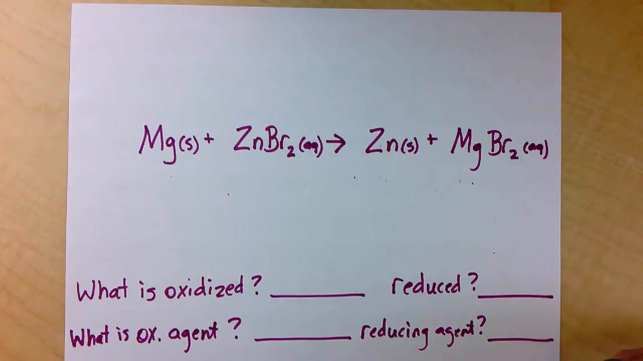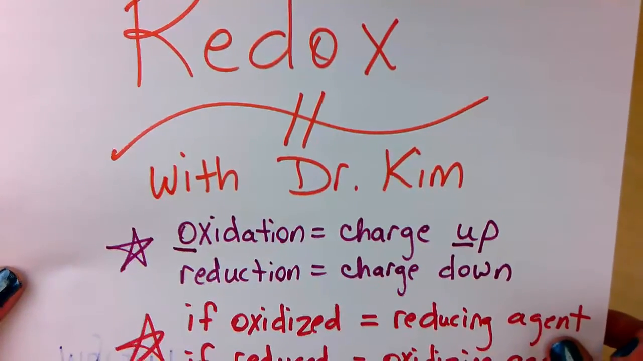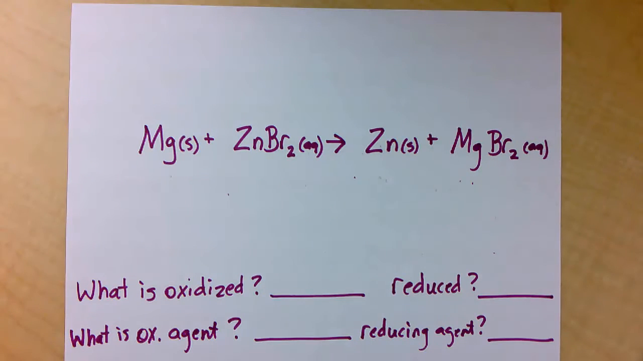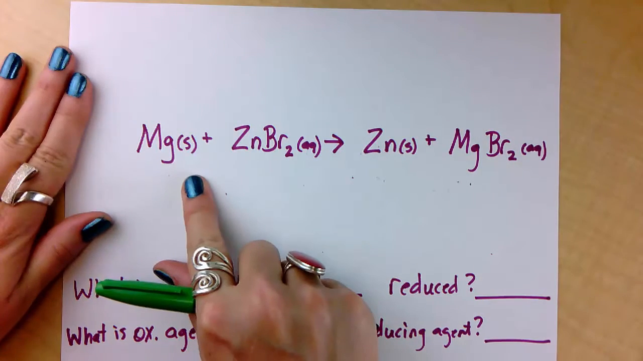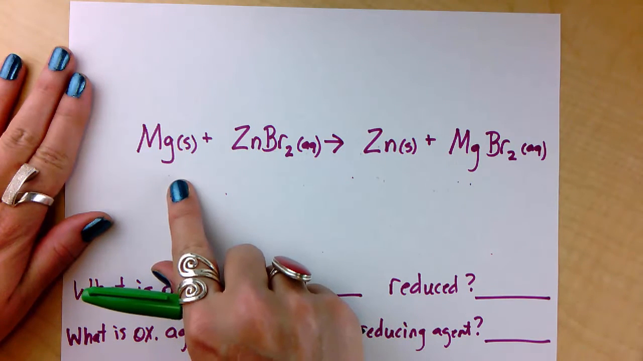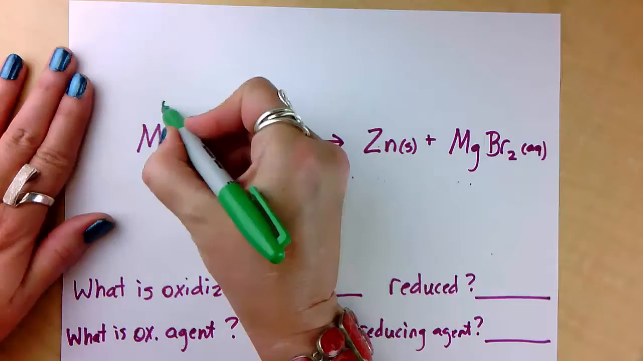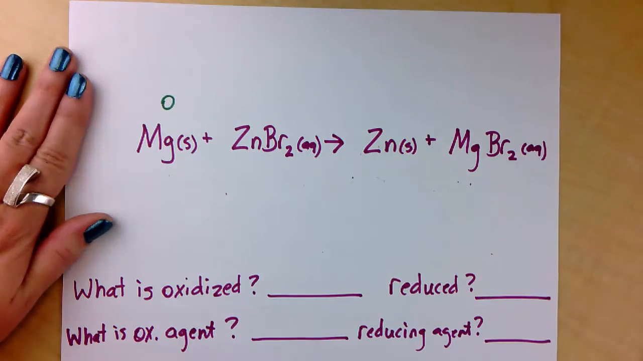Now, if we look back at our definitions of oxidation and reduction, we were looking at charges going up or down. So we need to go through and label the charges in this reaction. What is the charge of magnesium when it's in its solid elemental state? Well, it's neutral because it's made up of atoms. So, what's the charge of an atom when it's neutral? 0. The charge of magnesium in its elemental state is 0.